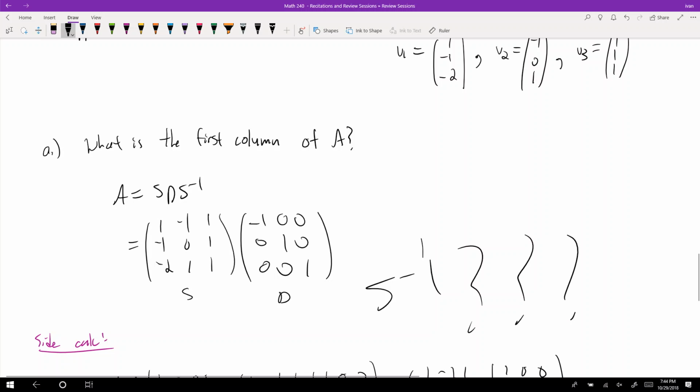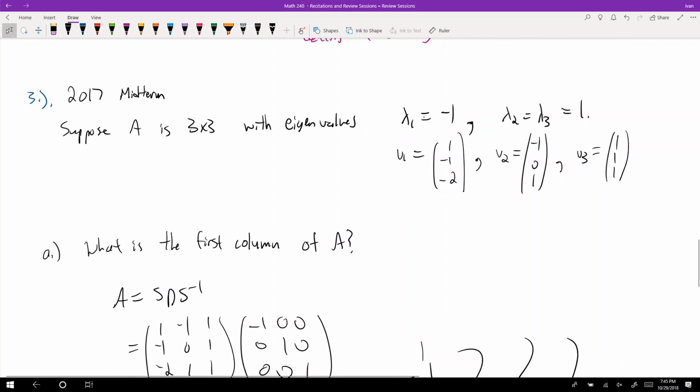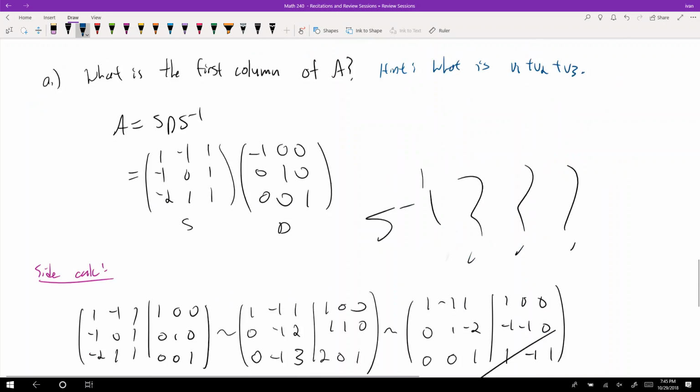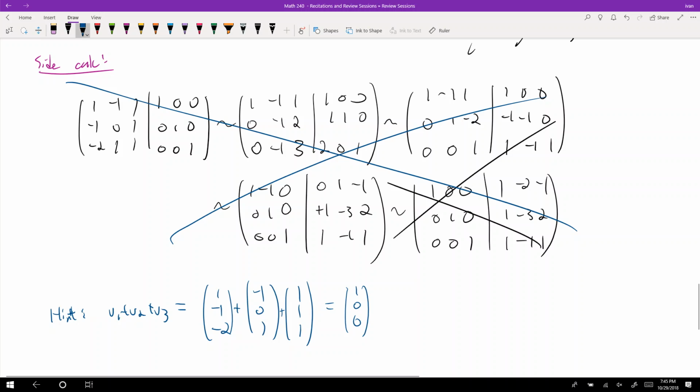Okay, so the point is, there's a clever way to do this problem. And what I didn't write down on this problem is the following. There's a hint: what is v1 plus v2 plus v3? So if we use this hint and not this crap, all right, what is that? That is 1, -1, -2, -1, 0, 1, 1, 1, 1. Or you need to add these. Okay, what do I get? I get 1, 0, 0.